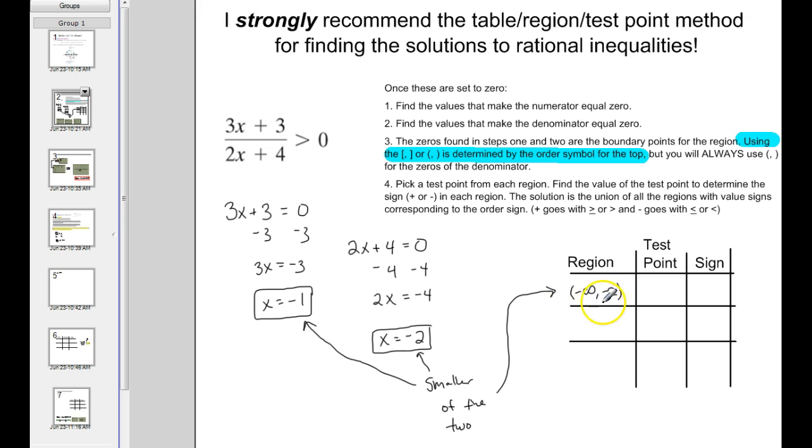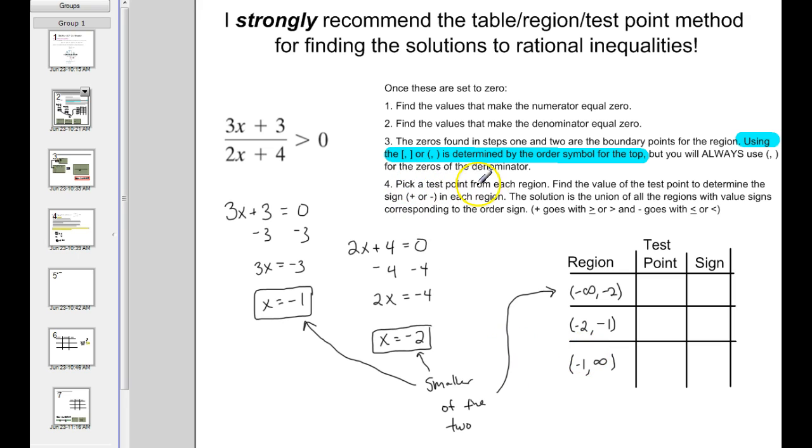The second region will always be from whatever number this is here, comma, to the next biggest zero. The next biggest zero is negative 1. If there had been a third one, we would put negative 1 comma to that third zero, and on and on. But because there's not, the last region is from the biggest zero, negative 1, comma, to infinity. Always a parenthesis on infinity. This negative 1 gets a parenthesis because the order symbol is not underlined. Same here. If it was underlined, we'd have a bracket in both those places. Always a parenthesis at negative 2 because it's the denominator, and always a parenthesis on the infinities.